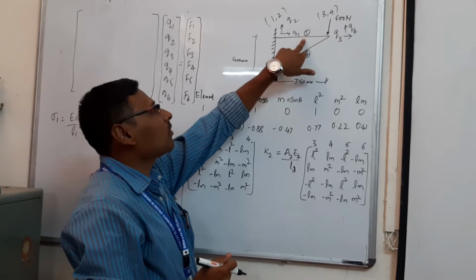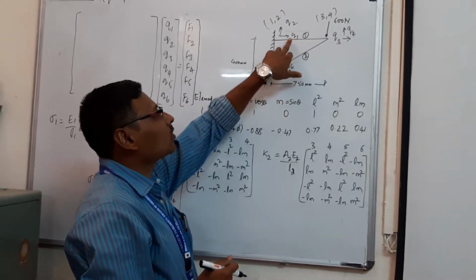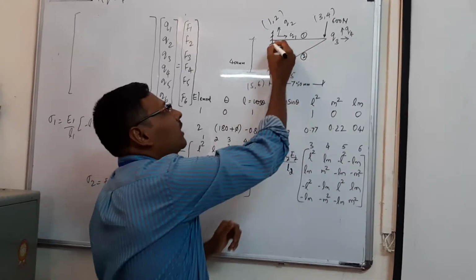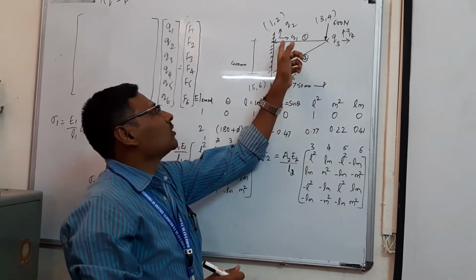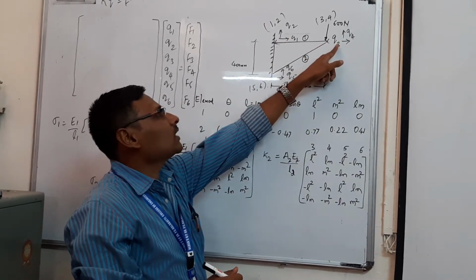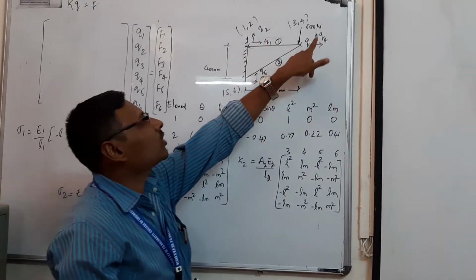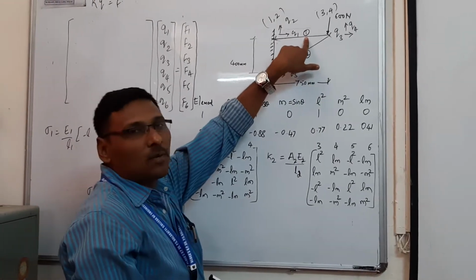For element number 1, we will have 4 deformations. Along the x-axis, we will have 2 deformations, that is q1 and q3 at 2 different node points. Already we have learned what we mean by the node. These are the 2 nodes. So q1 and q3 are the displacements which occur along the x direction, and q2 and q4 are the displacements which may occur along the y direction with respect to element 1.